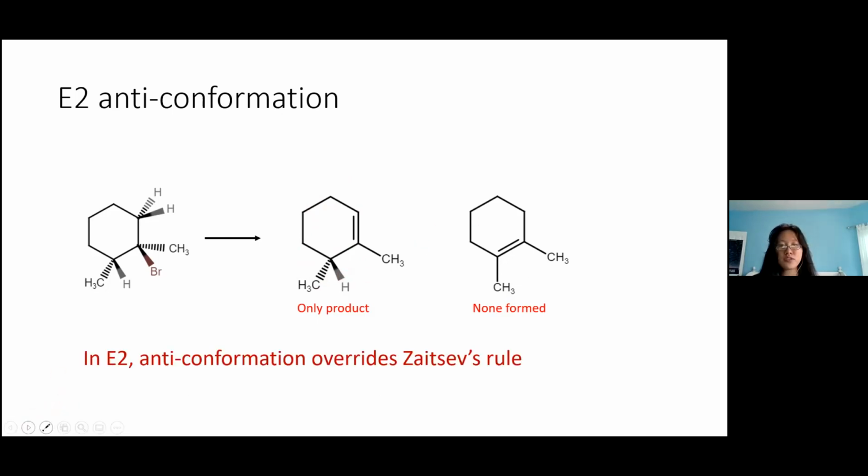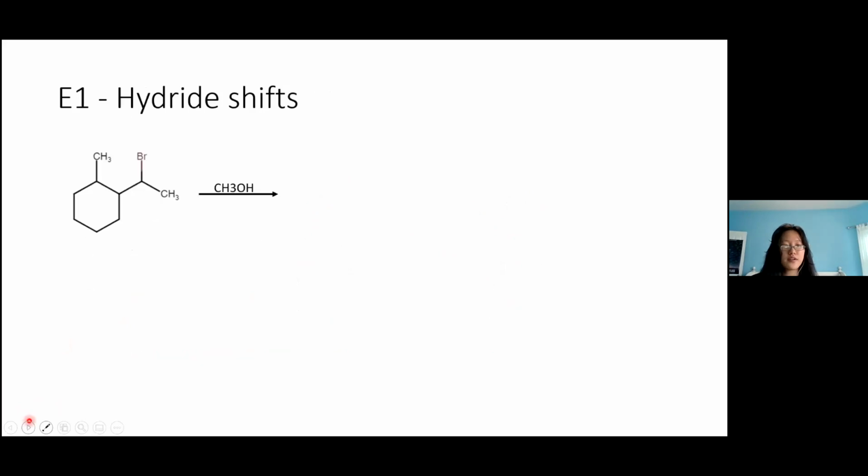Okay, and then I'm just going to walk through some examples, but once again, E2 anti-conformation completely overrides Zaitsev's rule. You don't need to consider this conformation at all, just because it doesn't occur. Okay, and one thing I wanted to stress was that E1, that first step, the carbocation formation, also has hydride shifts. So looking at this molecule, this is going to undergo E1. This is your leaving group right here, this is your alpha carbon, and you've got 2 possible beta carbons.